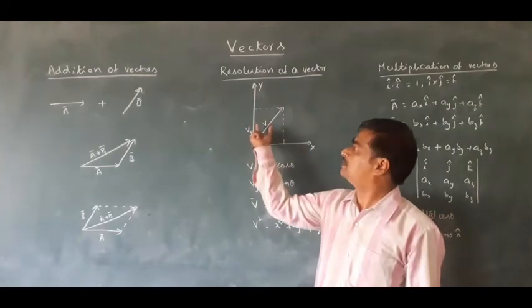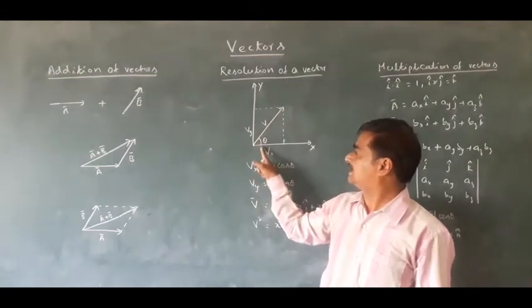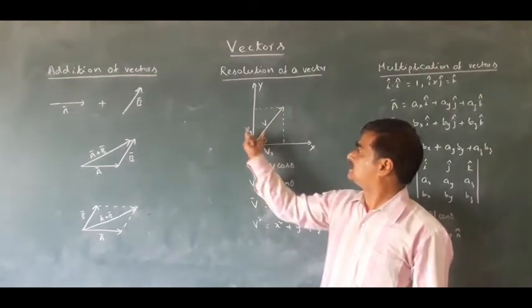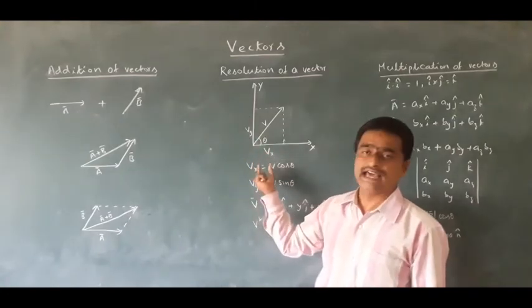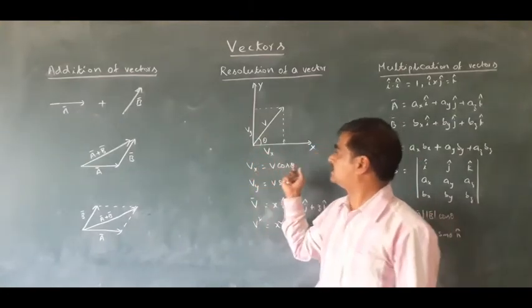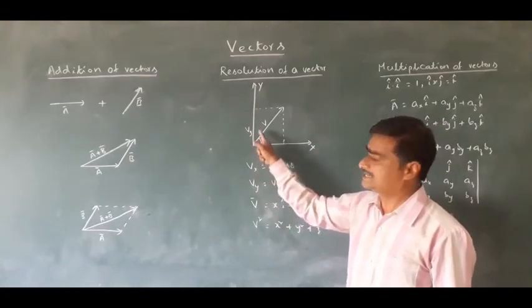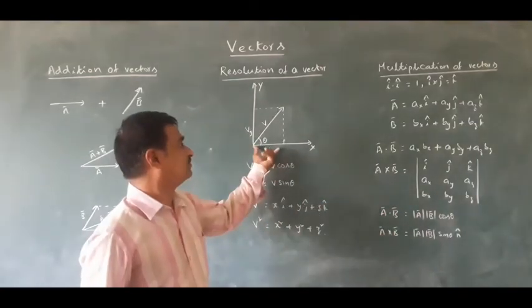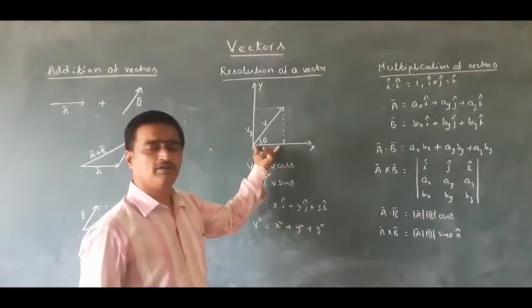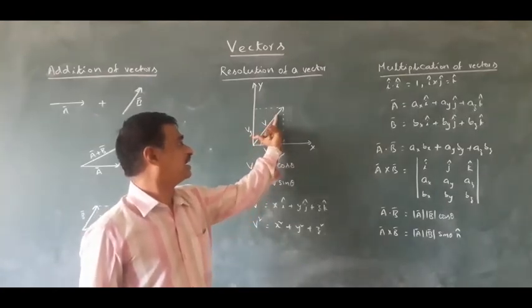Suppose we take a simple case in two dimensions. If this vector makes an angle theta, we call this Vx and this Vy, or we can write it as i times Vx plus j times Vy. If it makes an angle theta with this axis, from this triangle we can get cos theta is equal to the adjacent side over the hypotenuse.